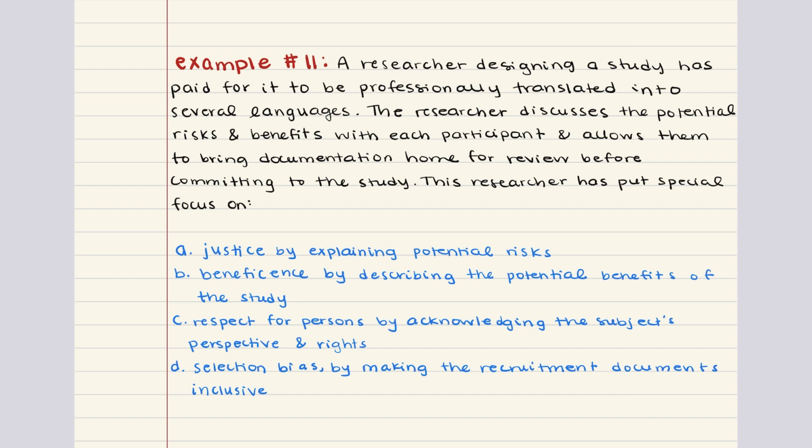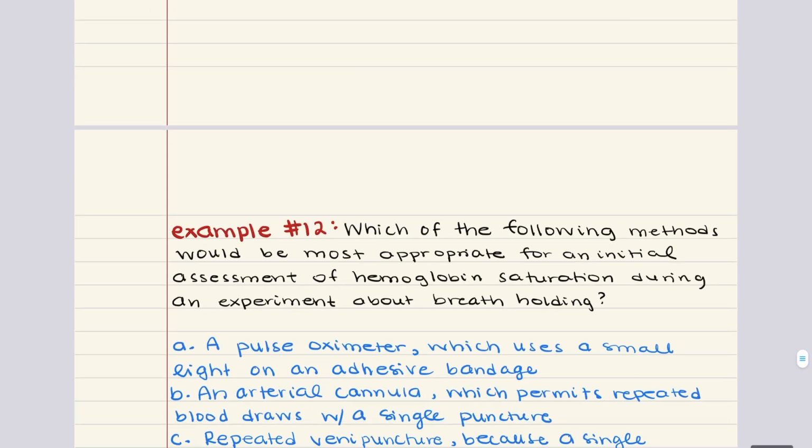So the researcher clearly acknowledges and protects the participants' autonomy and rights. This falls under the principle of respect for persons, and that makes the correct answer for problem 11, answer choice C. Respect for persons by acknowledging the subject's perspective and rights. Moving on to problem 12.